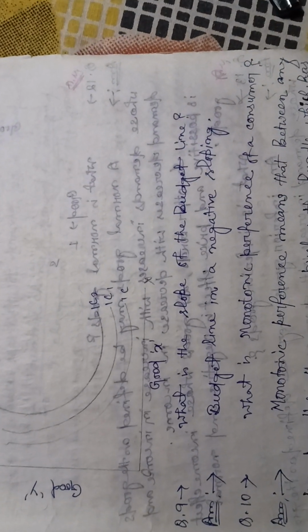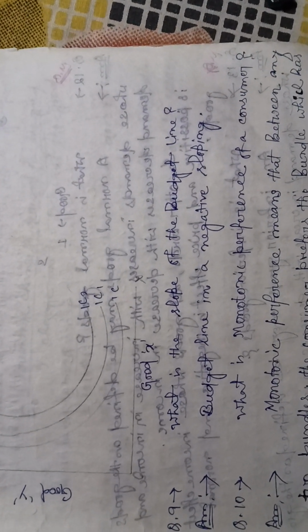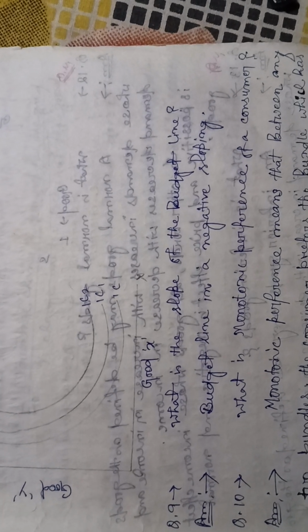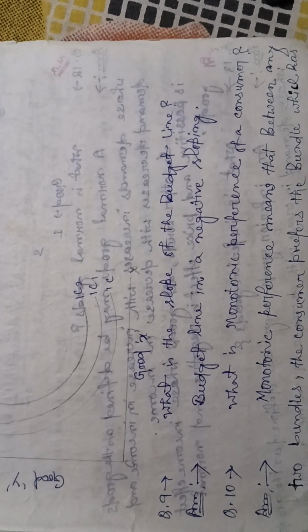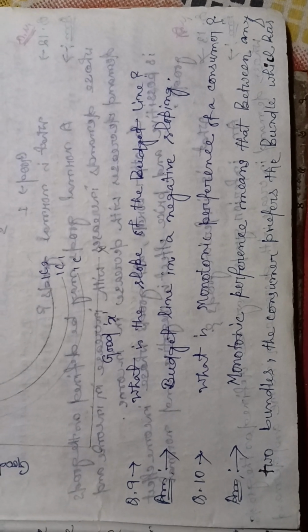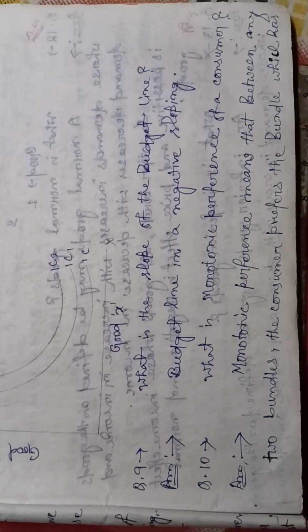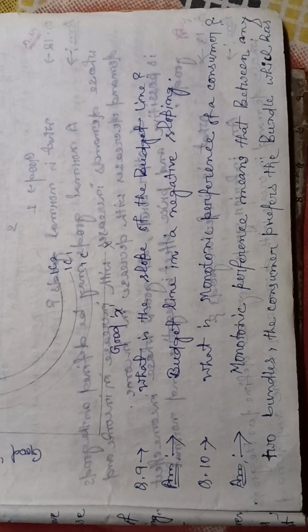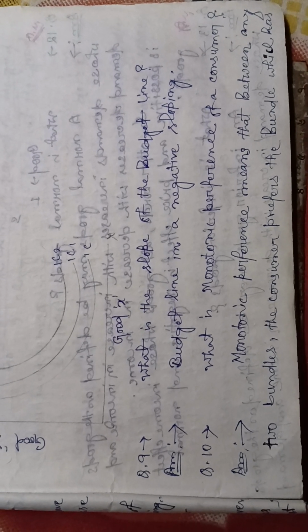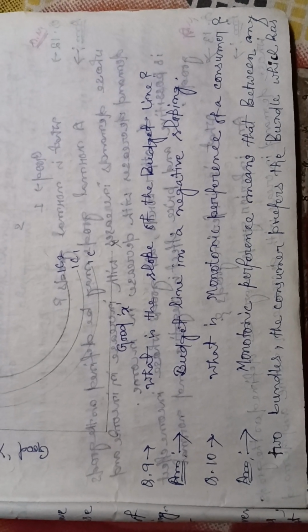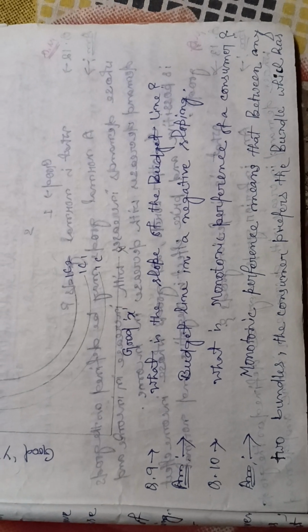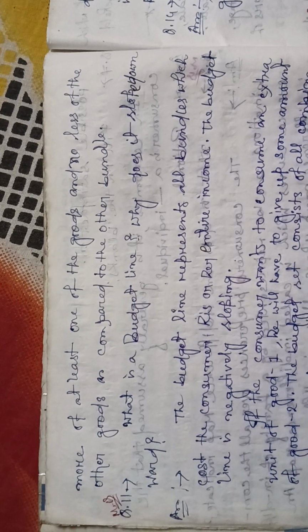What is the slope of the budget line? The budget line is negatively sloping. What is monotonic preference of a consumer? Monotonic preference means that between any two bundles, the consumer prefers the bundle which has more of at least one of the goods and no less of the other good as compared to the other bundle.